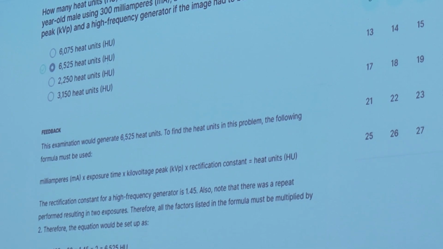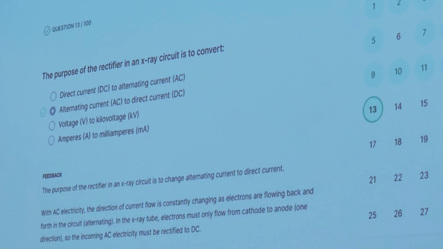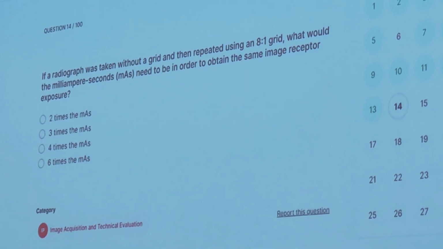Alright, the rectifier. Everyone knows this, right? That's right, rectifier. Easy. Alright, that's Miss Padilla stuff. We don't need that. Let's move on.